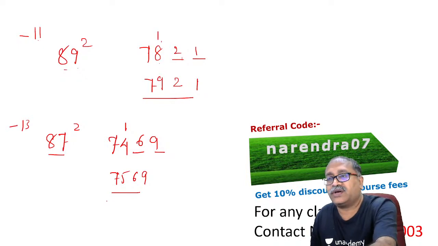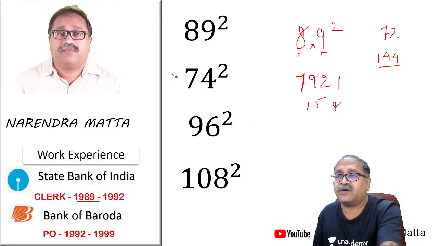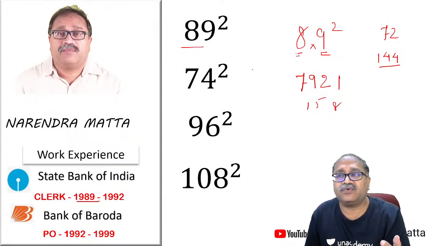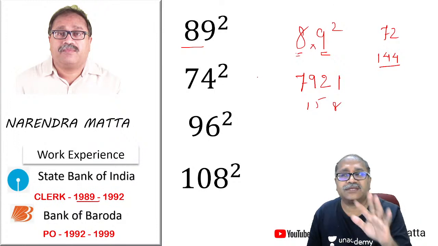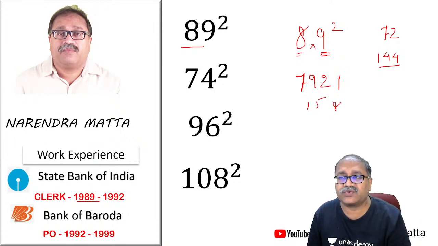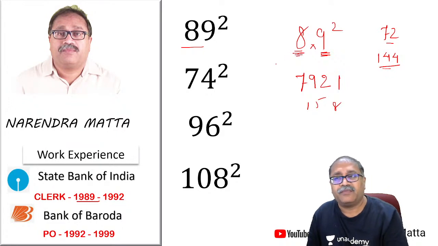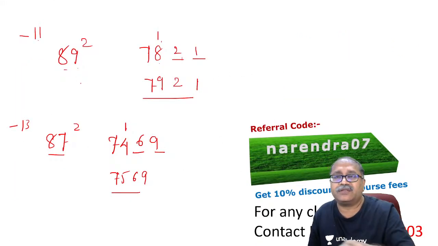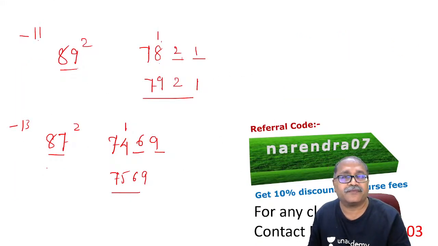So in the first case, what we have seen is the very general method to find the square of any 2 digit number, which takes 3 steps. The first step is 9 square, the second step is 8 into 9 and double of it, that is 72, double of it 144. The third and last step is 8 square. But if the numbers are closer to 100, we can change the method the way we did over here.